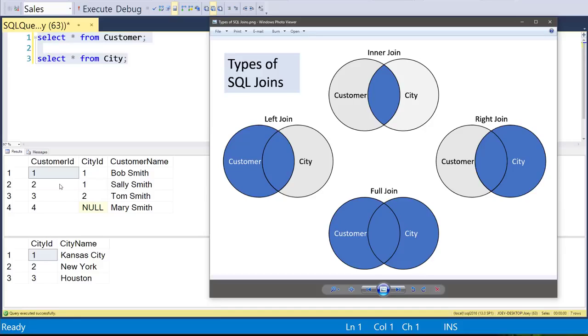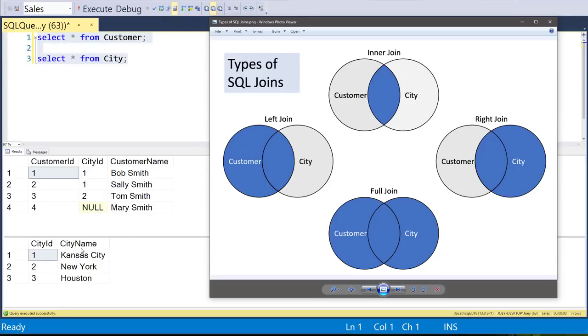Next, we have the second customer, which is Sally Smith, with a city ID of 1. So Sally Smith, if we look over here, also lives in Kansas City, and that's a match, and so we'll get that record. So then we have Tom Smith, who has a city ID of 2. So if we go down here to the city ID of 2, Tom Smith lives in New York, so that's a match, and we'll get that record. But if we look at Mary Smith, Mary doesn't have a city ID in here. So Mary doesn't match anybody over here in the city table, so in that case we won't get Mary.